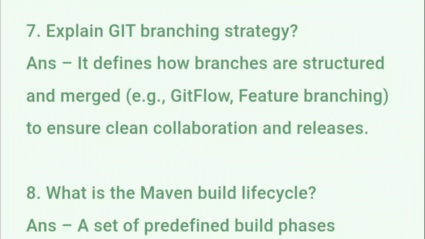And the next question was, explain Git branching strategy. Basically, it defines how the branches are structured and merged. Many organizations use a feature branch strategy, Git flow, or a hotfix branch. In the Git flow branching strategy, there will be a feature branch, develop branch, release branch, and master branch.